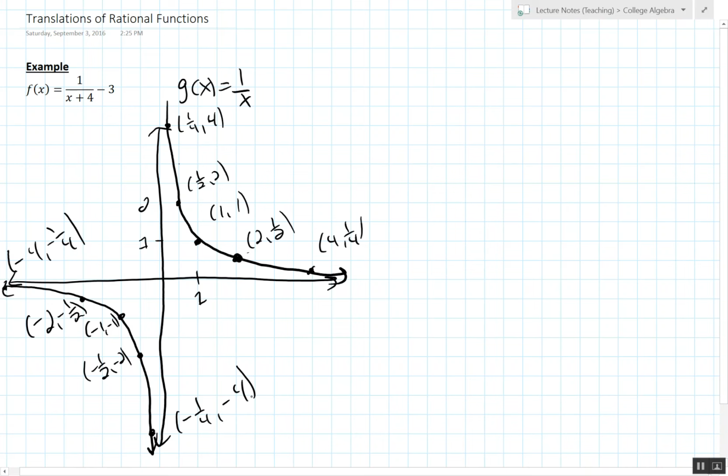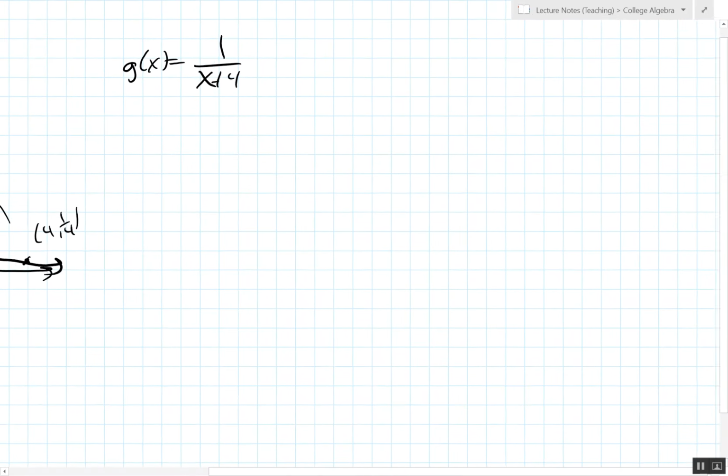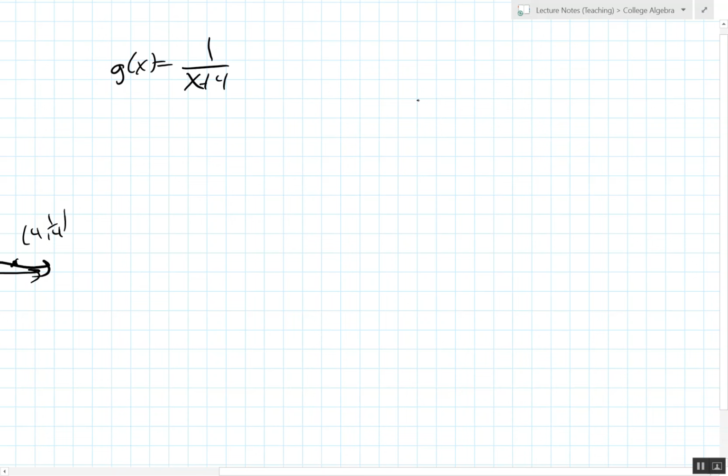So the next thing we want to do is notice that the next kind of thing we do is we're going to take the x and add 4. So our next function here is going to be g of x equals 1 over x plus 4. So that means that we're going to take the x coordinates and subtract them by 4. So when we do that, we're going to get, let's see, a graph that looks like this.